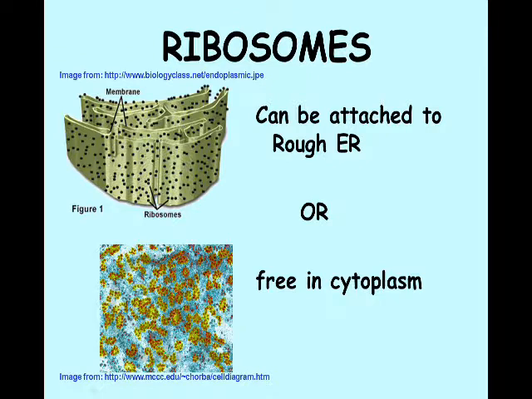If it's going to be a protein that is transported out of the cell, for example, insulin, then those ribosomes are going to attach to the rough ER and insert the proteins that they're making into the spaces inside the rough ER. We're going to talk more about that in our next slideshow.